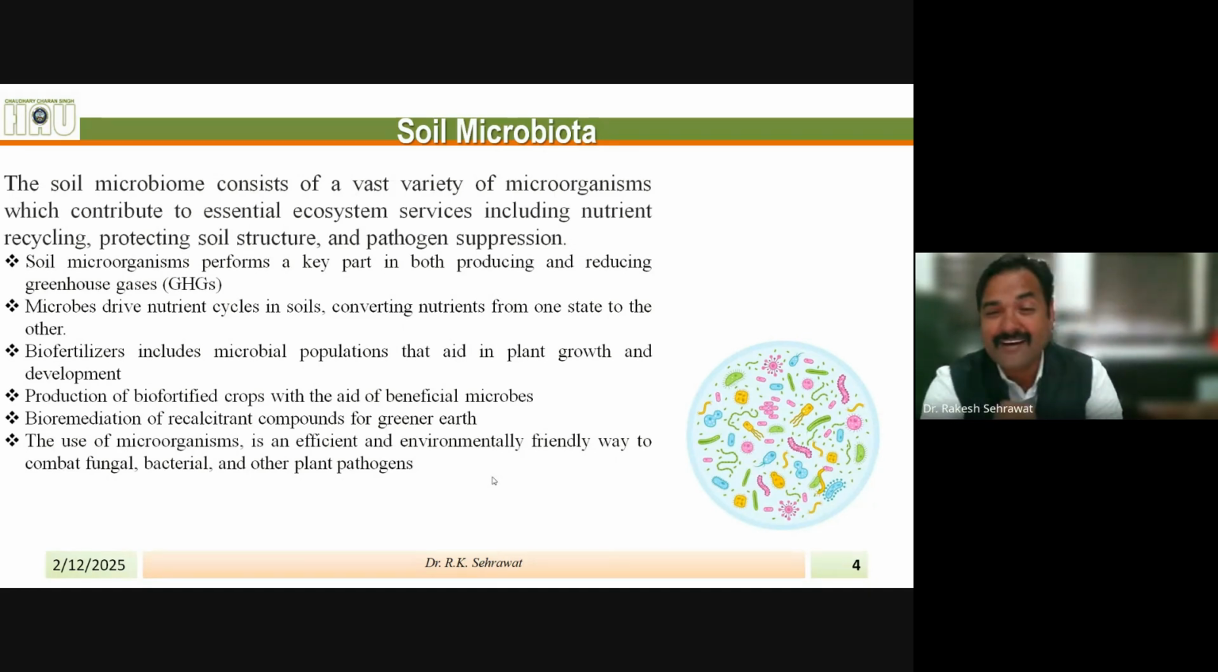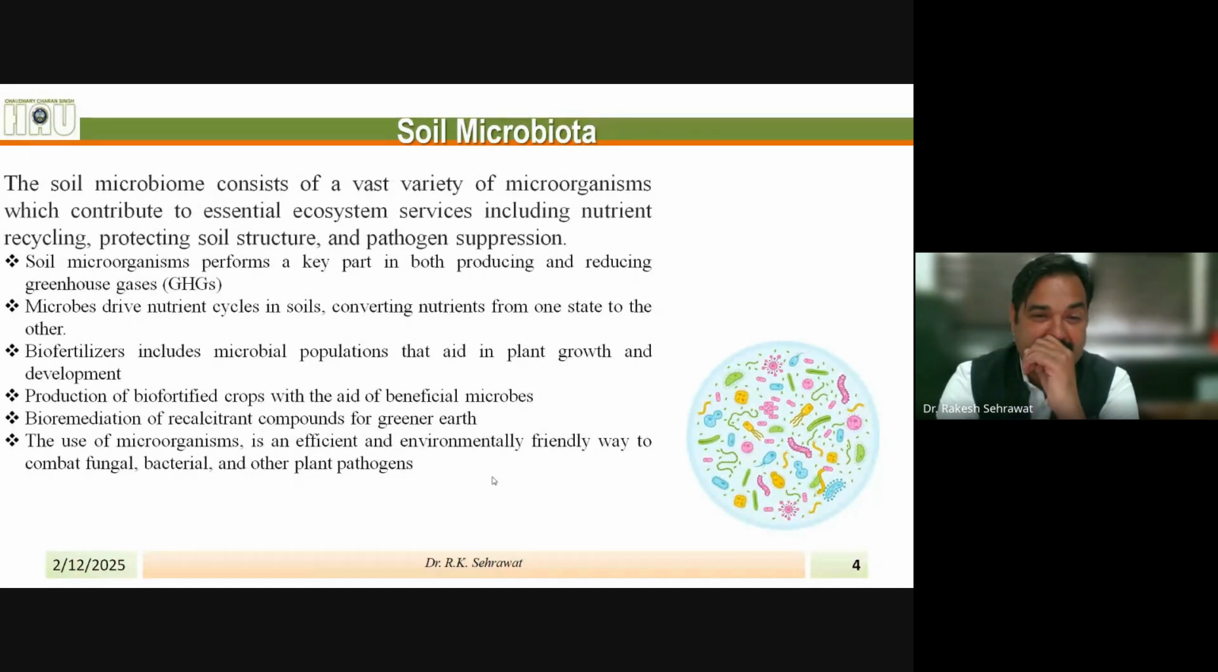For production, we have the methanogens, methano plus gens. Methano means methane, and gen means generators. So the methanogen group of microorganisms produce methane gas. At the same time, we have methanotrophs, methano plus trophs. Trophs means to eat. So the microorganisms which utilize methane as a carbon source are reducing the greenhouse gases. So microorganisms perform both things, production as well as reduction of the greenhouse gases.